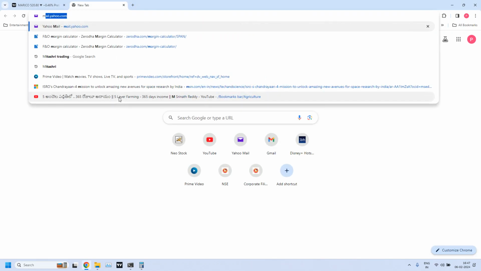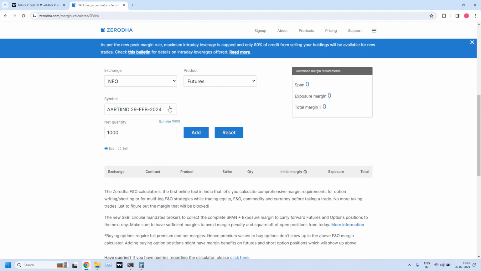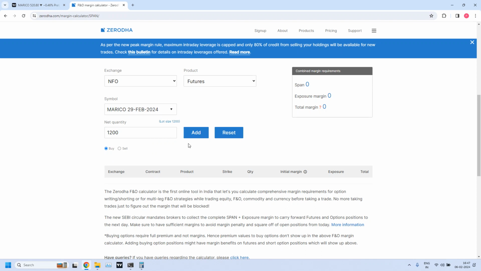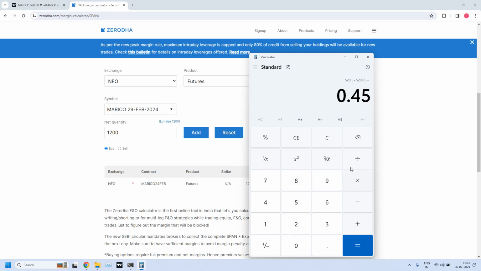Let me open a margin calculator, the zero loss margin calculator. Marico, 1,200 lot size. So into 1,200, 540 rupees loss we got for Marico. Let me note down. Marico 75 minutes demand zone. We got 540 rupees loss. This is a negative value, minus 540.